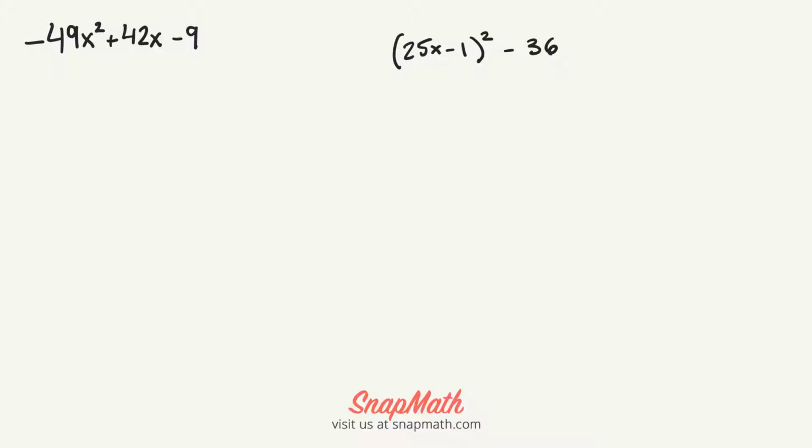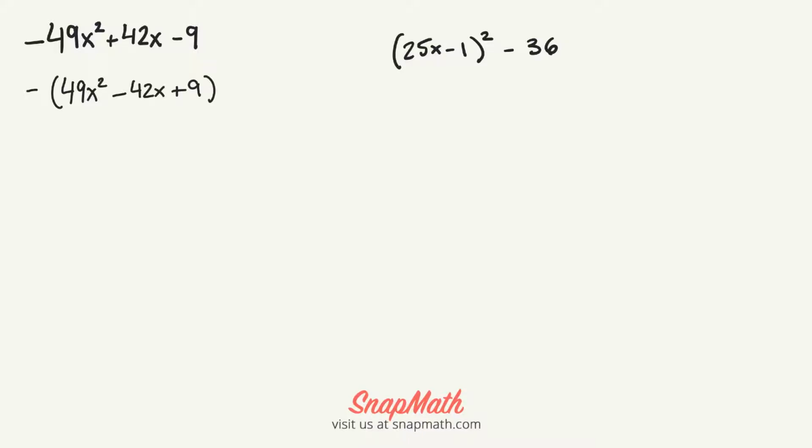So the first question we're going to do is the negative 49x squared plus 42x minus 9. Now this you need to recognize is a perfect square trinomial, but we have to do one thing before we actually factor it. So you can never have a negative on the x squared. So what we're going to do is factor that negative out, and then I'll turn the 49x squared minus 42x plus 9.